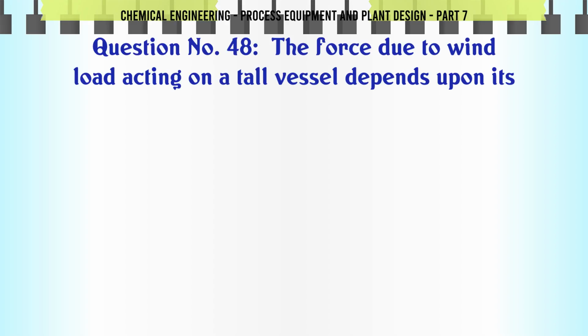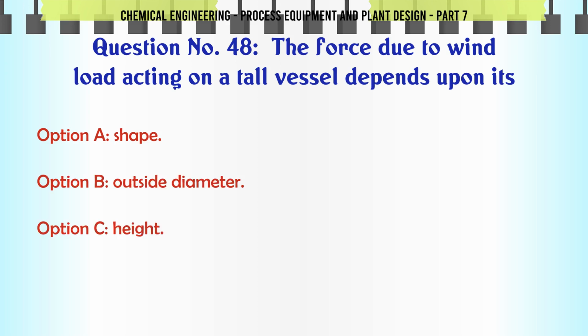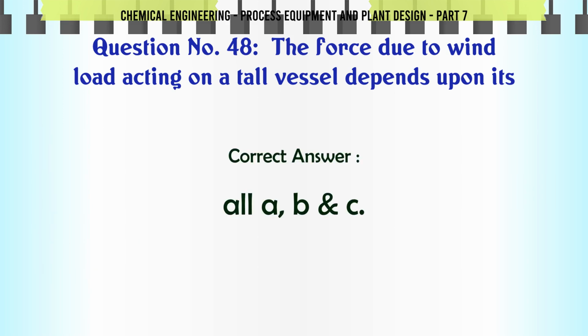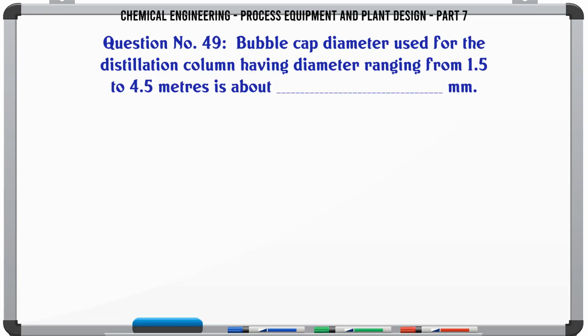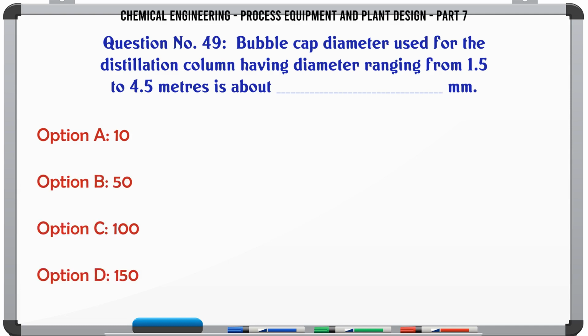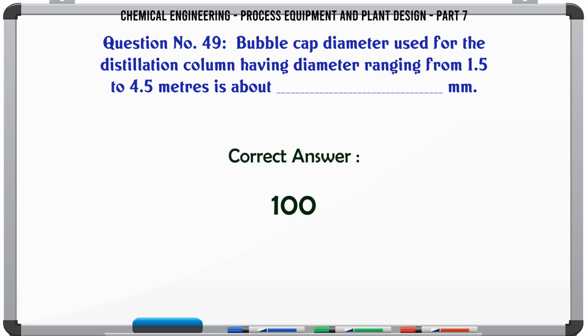The force due to wind load acting on a tall vessel depends upon its A. Shape, B. Outside diameter, C. Height, D. All ABC. The correct answer is all ABC. Bubble cap diameter used for the distillation column having diameter ranging from 1.5 to 4.5 meters is about mm. A. 10, B. 50, C. 100, D. 150. The correct answer is 100.